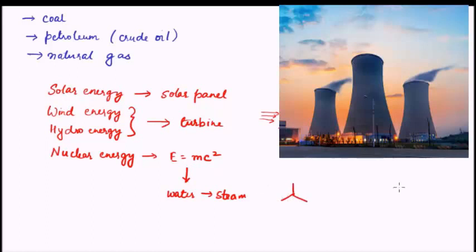Suppose the reaction is taking place here. Uranium is undergoing the nuclear reaction and it is producing a lot of heat. There is, let's say, some water here, and that heat is converting the water into steam, and this steam is then passed on to the turbine, something like this, and this steam is continuously hitting the blades of the turbine and helping it revolve, and as a result electricity is being produced due to the revolution of the turbine.